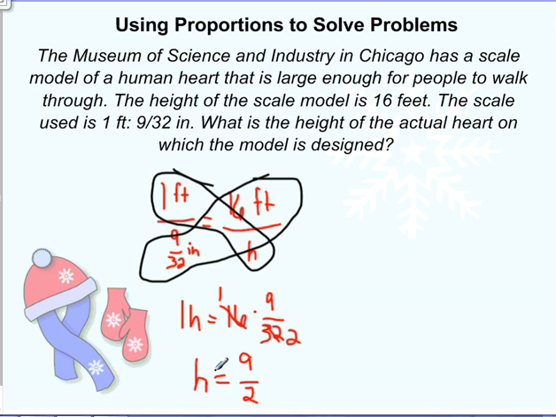So this is telling us that the height is 4 1/2 inches if I put this into an actual mixed number. And that is the actual height of a human heart. All right. So what we did is we used a scale model and used proportions to solve that scale model.